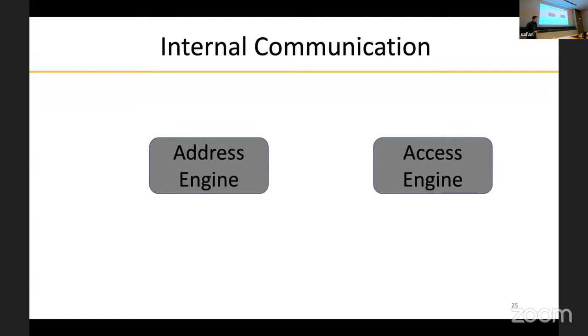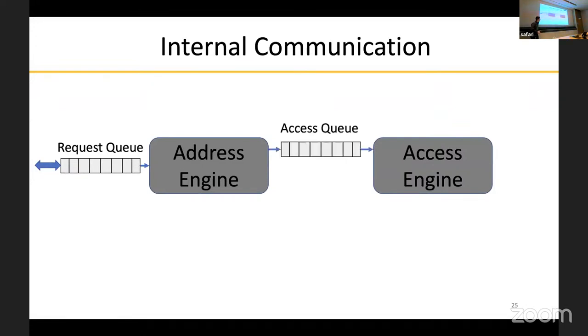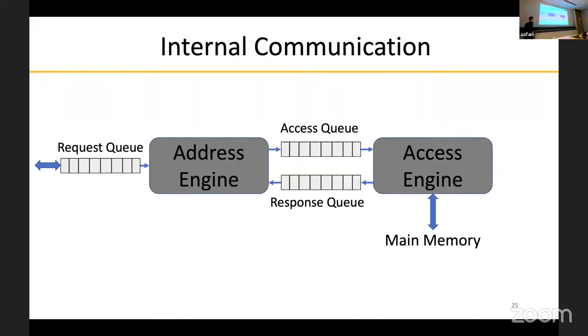So now the internal communication of the address engine and access engine happens like I show now. If the CPU sends a request to the IMPICA, the address engine will catch the request, first calculate the address and translate it, and then afterwards send this memory access to the access engine. Then the access engine will go to the main memory, get the data and return it to the address engine. And if you have a linked list with thousands of elements, this cycle will continue thousands of times until the address engine finally knows this is the correct element and returns it to the CPU.